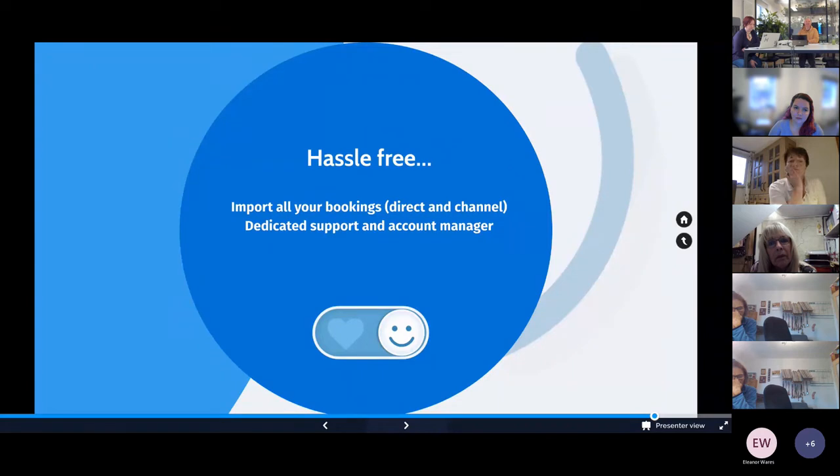But when I say that it's hassle-free, I'm not just saying that. Looking back, we've moved over 4,500, 5,000 properties from other systems. And generally people that move over don't go back. So we take a lot of care to make sure that you find exactly what you're looking for, that the setup's right, and that you understand how to use it.